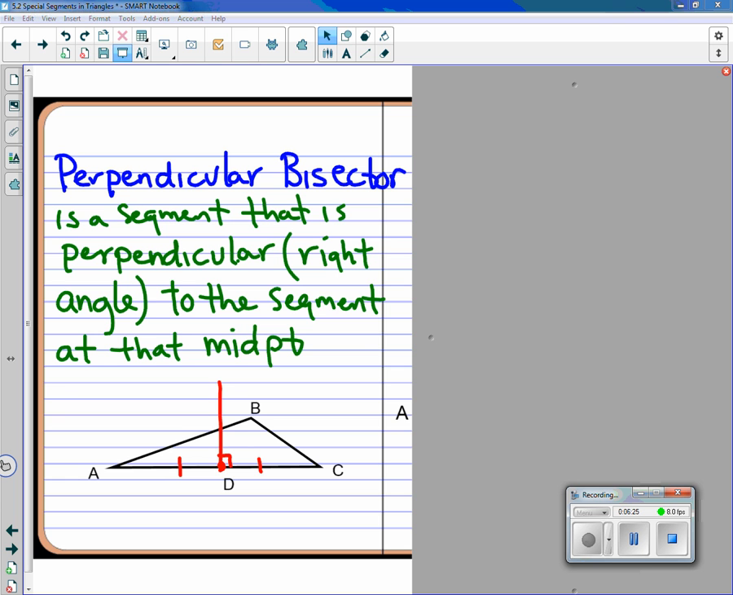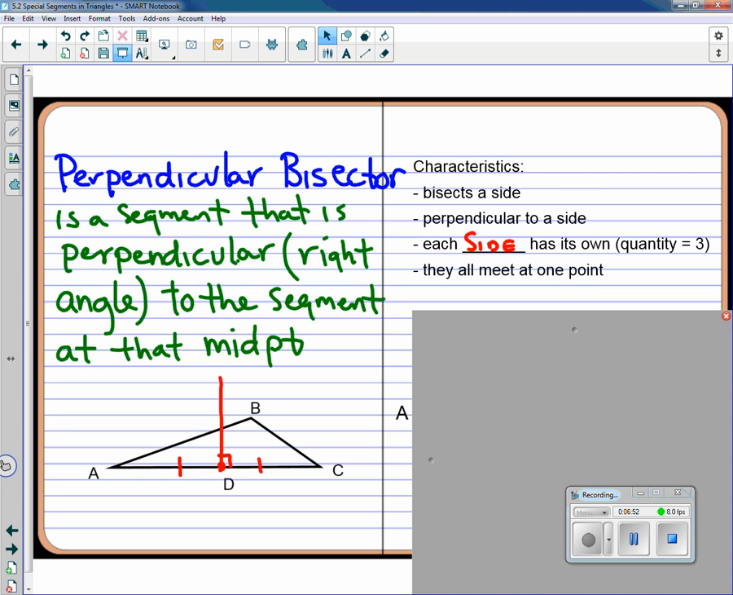Let's take a look at a perpendicular bisector. This is a segment that does not come from a vertex. It basically is just a segment that's perpendicular to one of the sides, and it bisects the side. Now I could draw a lot of perpendiculars to this side. There's one here and so on. There's an infinite number of them, but there's only one that goes through the midpoint.